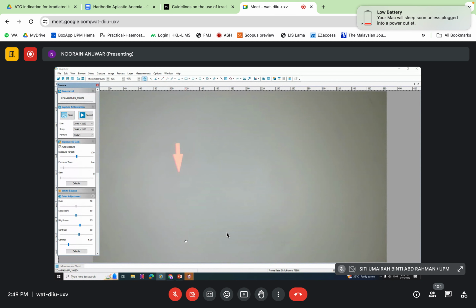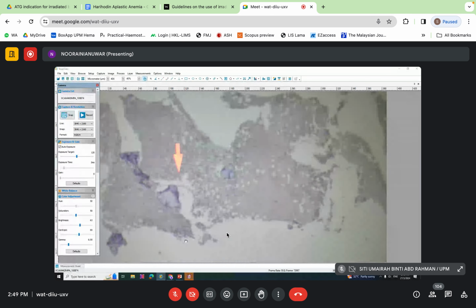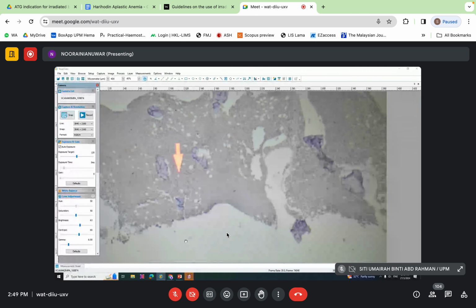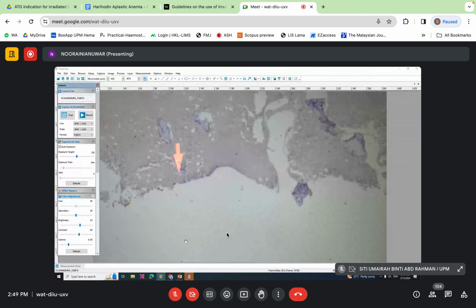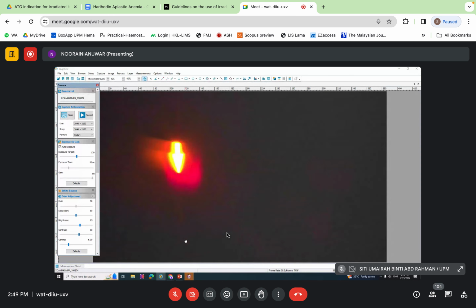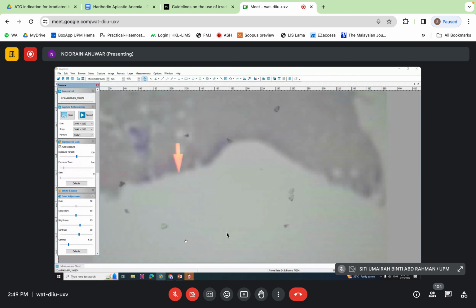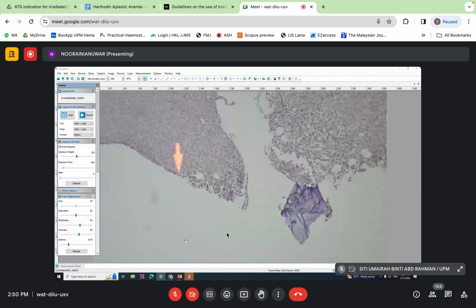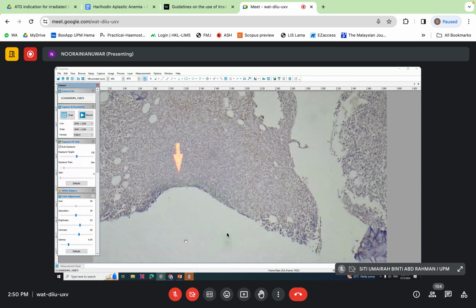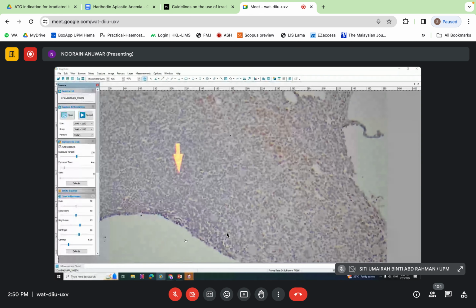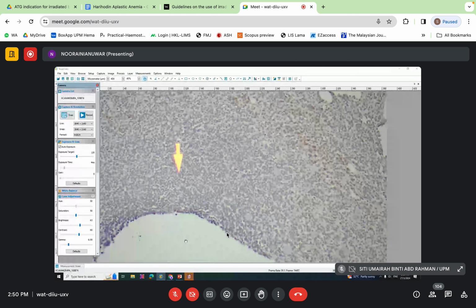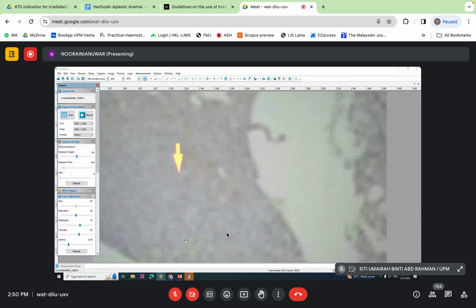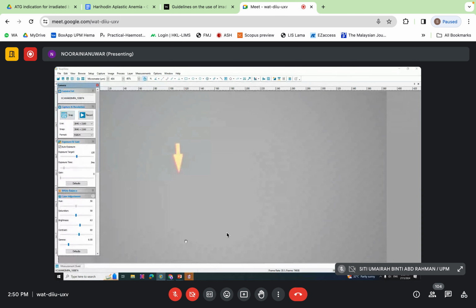Okay, we also send SOX11. However, the SOX11 shows only scattered positivity in the nodules, so it's quite inconclusive to be interpreted. Okay. Negative. So SOX11 is a highly specific marker, right?